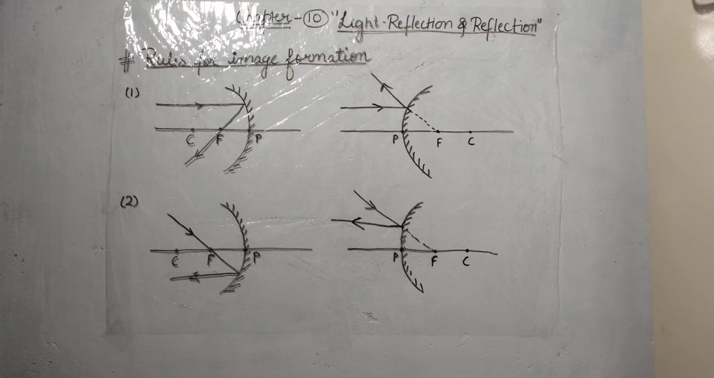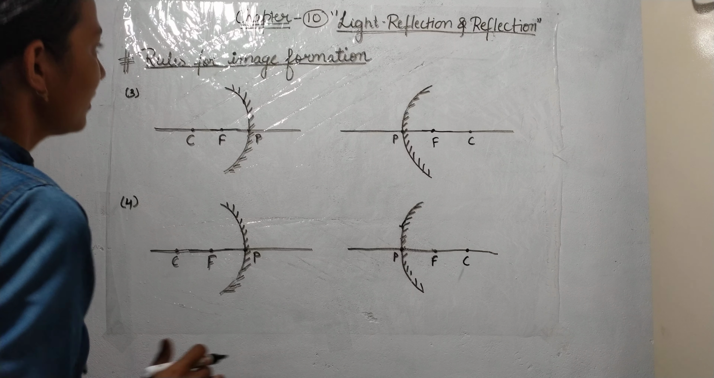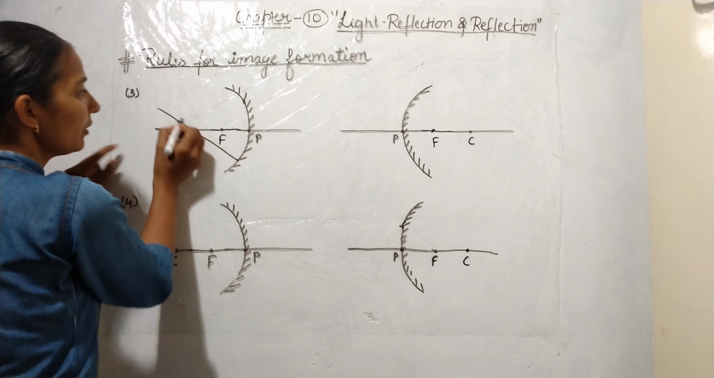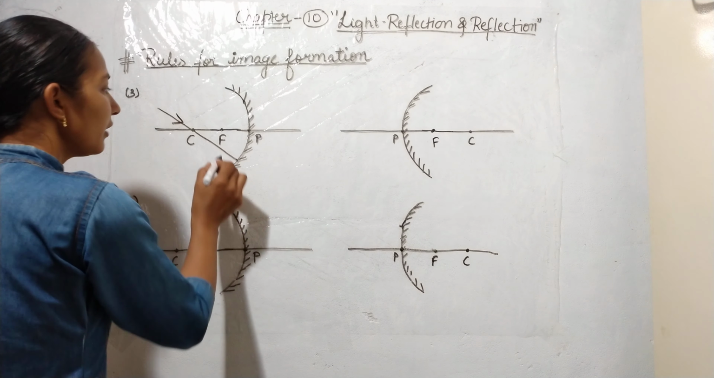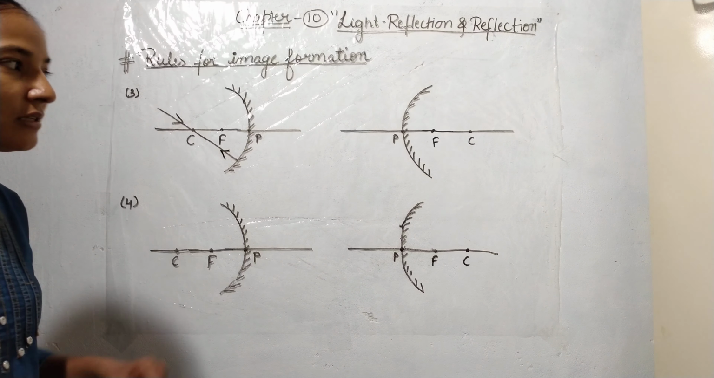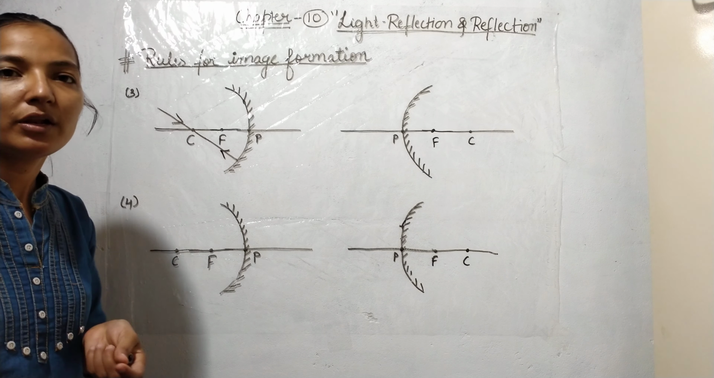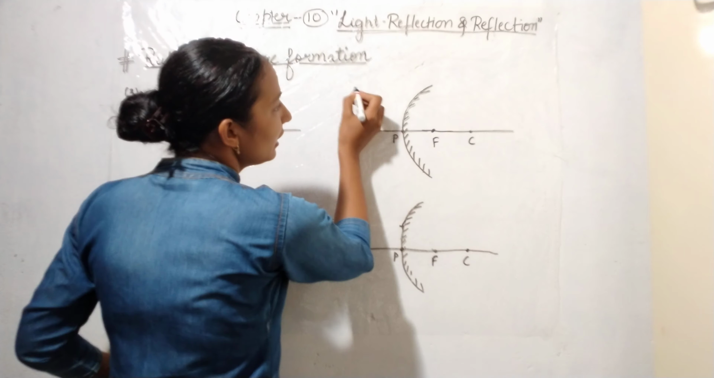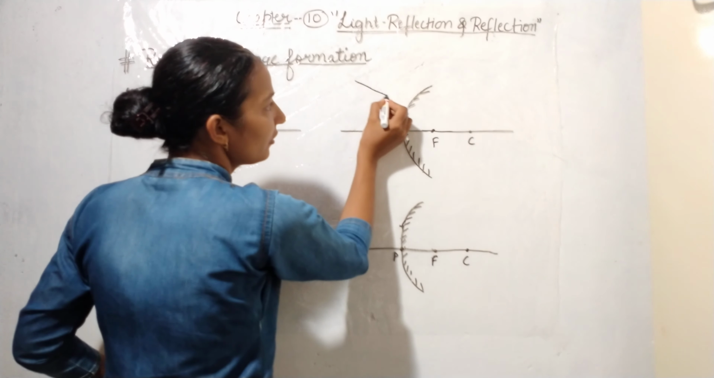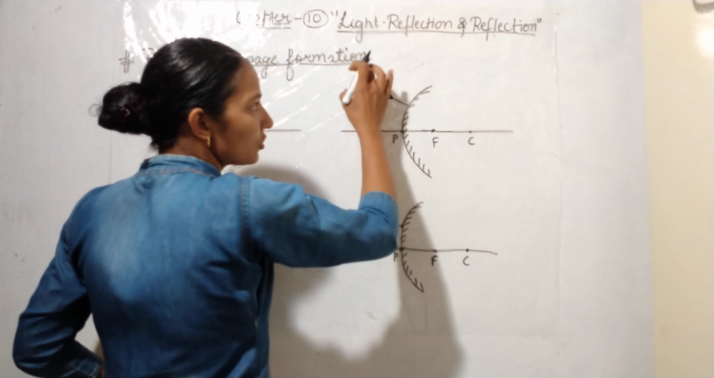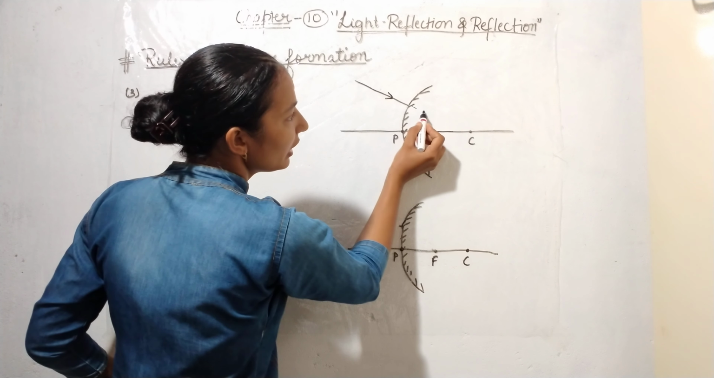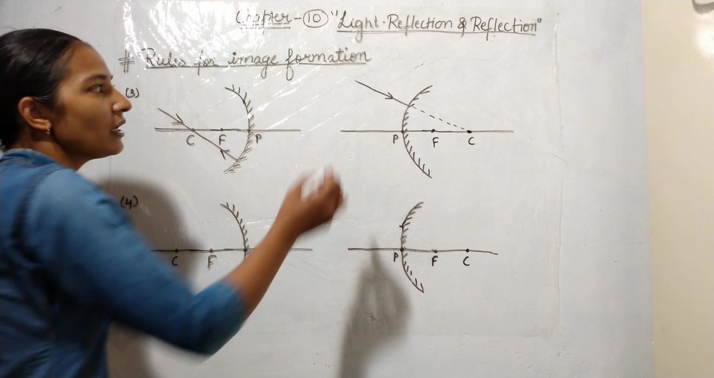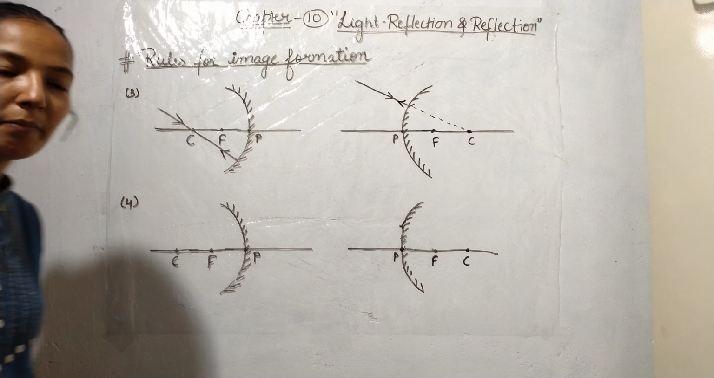Now the next rule is, if any ray is passing through the center of curvature and reaching the mirror, then after reflection from the mirror it will retrace the same path. Means the light ray will move back on the same path after reflection. Similarly, in case of a convex mirror, if any light ray strikes the mirror in such a way that if we extend the path of the incident ray it is supposed to pass through the center of curvature, then it will retrace the same path.